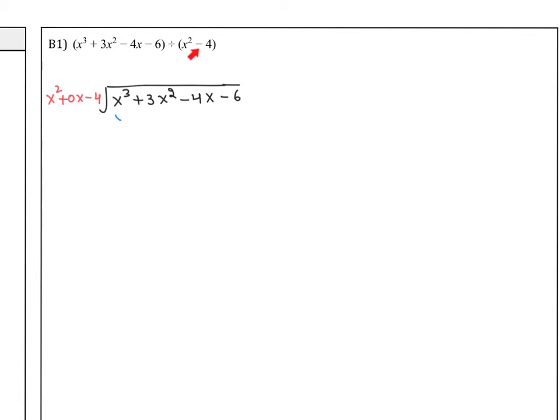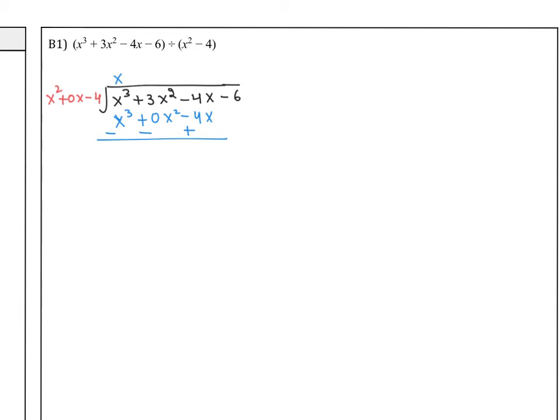Next, we are going to divide x cubed plus 3x squared minus 4x minus 6 by the polynomial x squared plus 0x minus 4, and here you're going to multiply it by x, so that when you multiply x with this polynomial, you at least get the first term as x cubed. So x times x squared is x cubed plus 0x squared minus 4x. Change the sign.